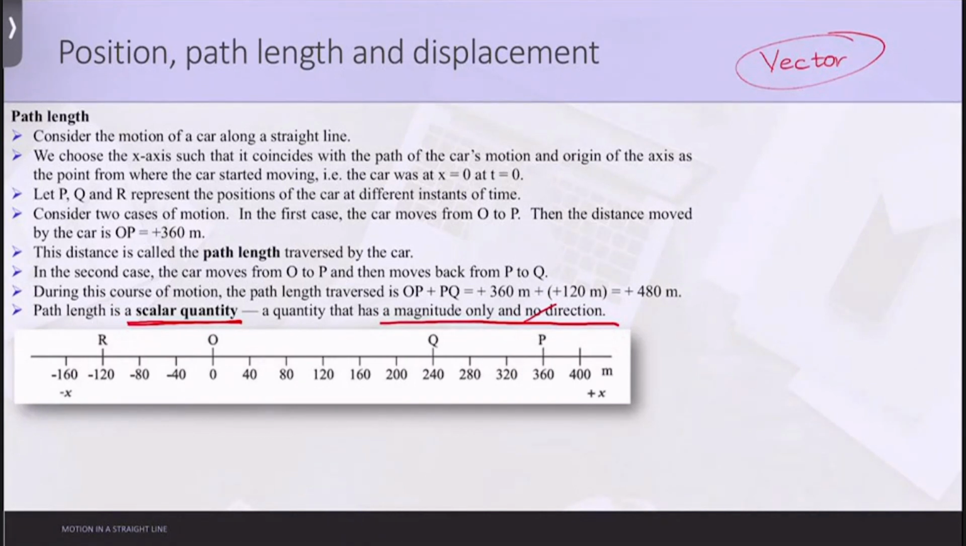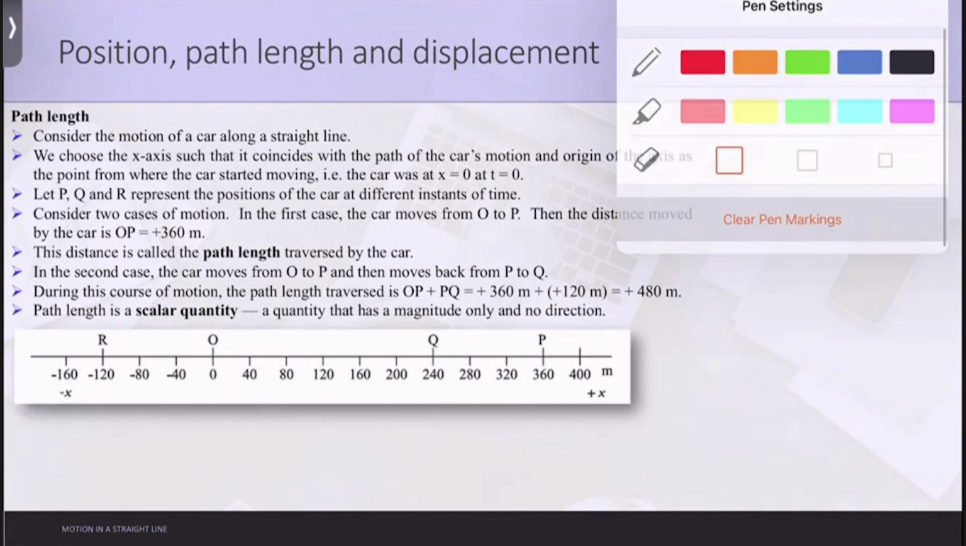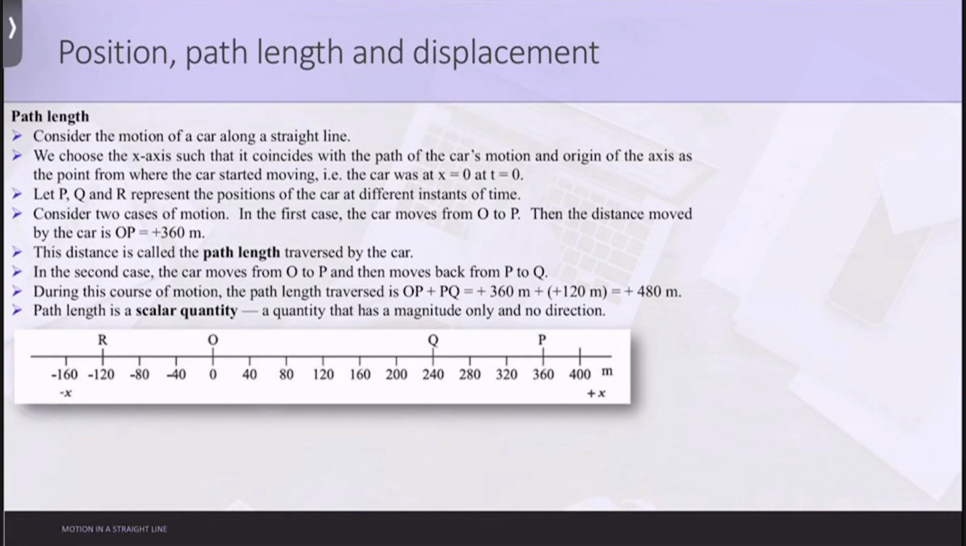But for now, what we understood is that there is something called a scalar quantity. What is a scalar quantity? It is a quantity that has a magnitude and no direction. One example we got for a scalar quantity is path length. You don't need to think about vectors right now. Just keep in mind that there may be something in future called a vector quantity. We'll try to understand it when the time arises. So the final conclusion of this topic is that path length is a scalar quantity, a quantity that has a magnitude only and no direction.